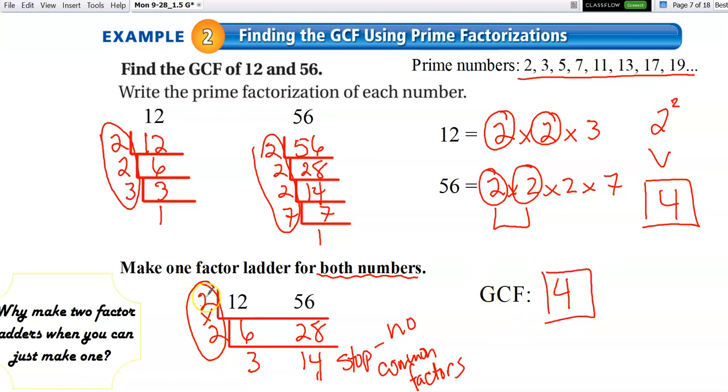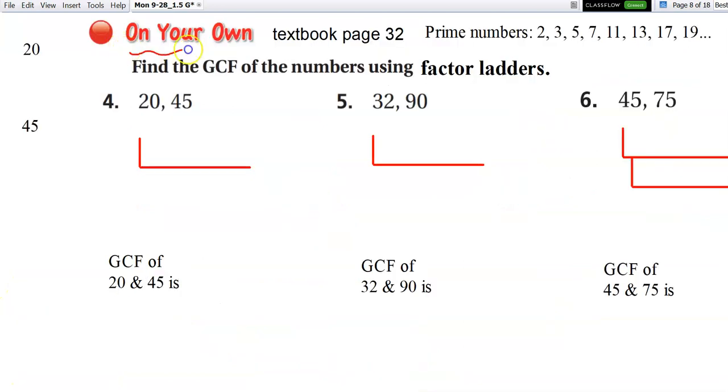If there was only one number here, then it would just be the one number. If there's 3 or 4 numbers, you would multiply all those together. Leave these numbers down here where it says stop. Those are not part of the common factors. We did not divide 3 or 14 out of any of these numbers. Okay, so we're now on to OYO. You guys are doing this on your own. Why don't you pause it and then come back in and check your work and see how you did.